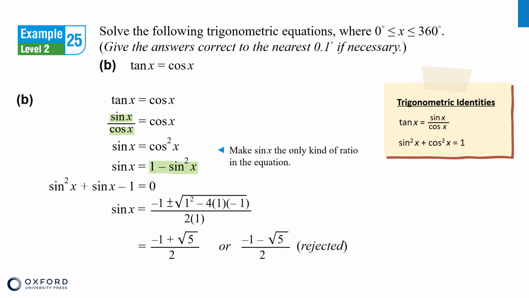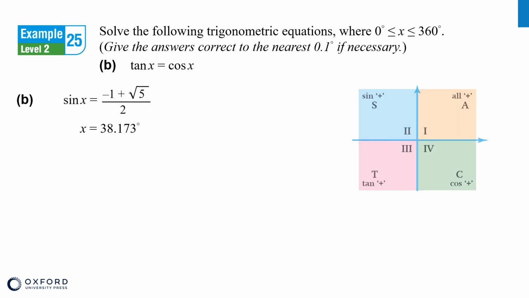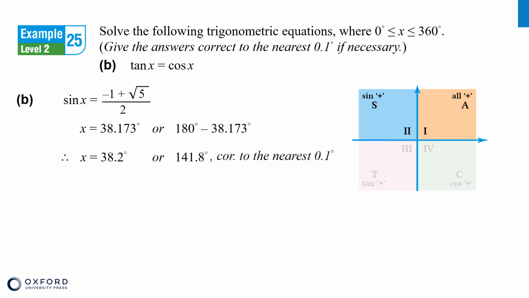This result should be rejected because it's less than negative 1. After that, use a calculator to find out the reference angle, determine the quadrants in which x lies. We've got x is equal to 38.2 degrees or 141.8 degrees, correct to the nearest 0.1 degree. That's it.